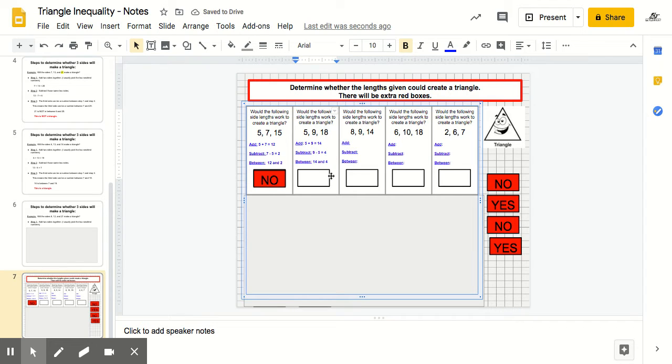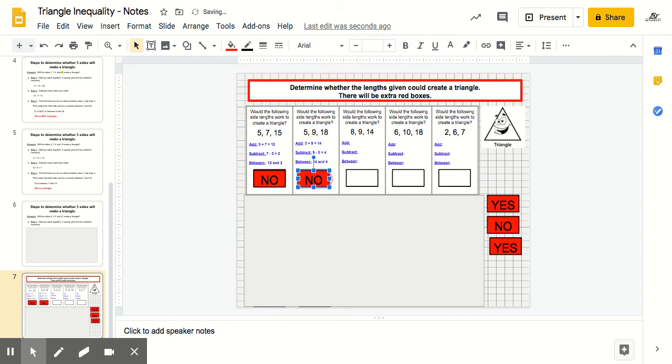Is 18 in between 14 and 4? No, it absolutely is not. So these three sides would not create a triangle. All three sides would not meet. So not a triangle. Let's do another one.